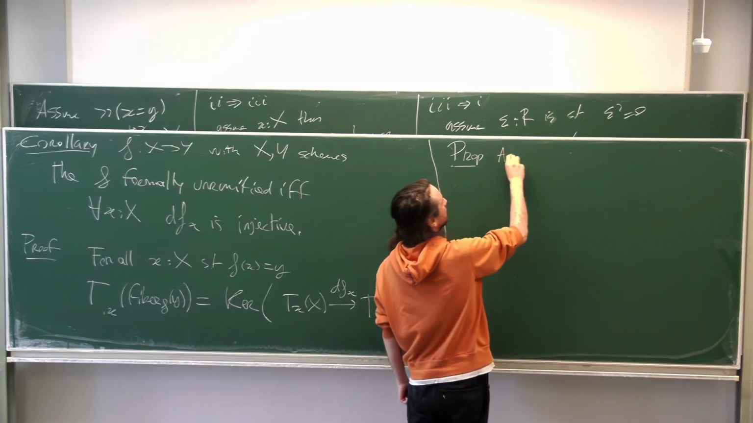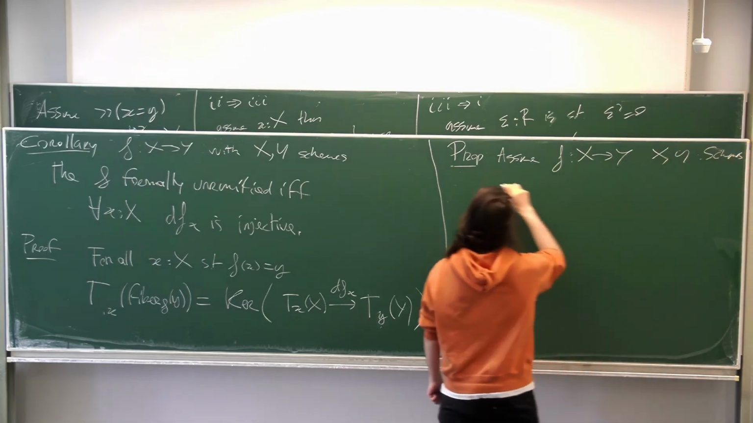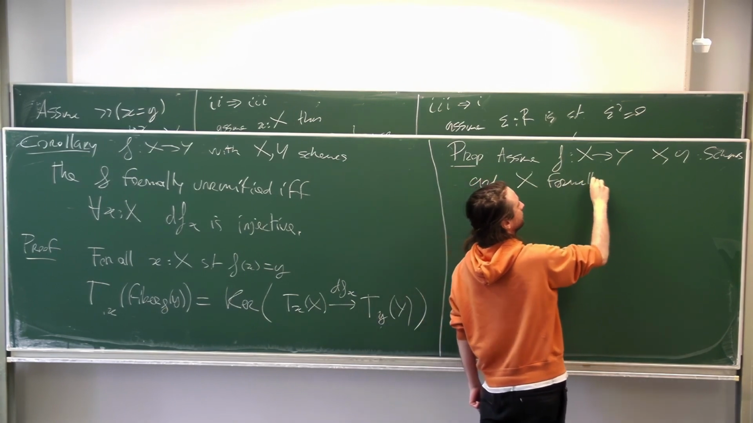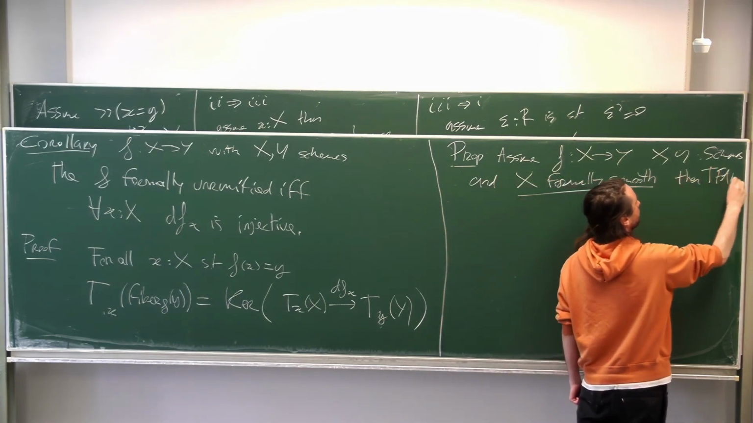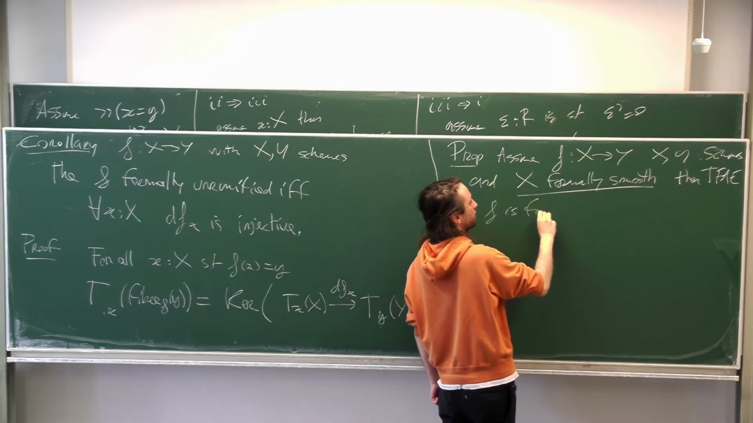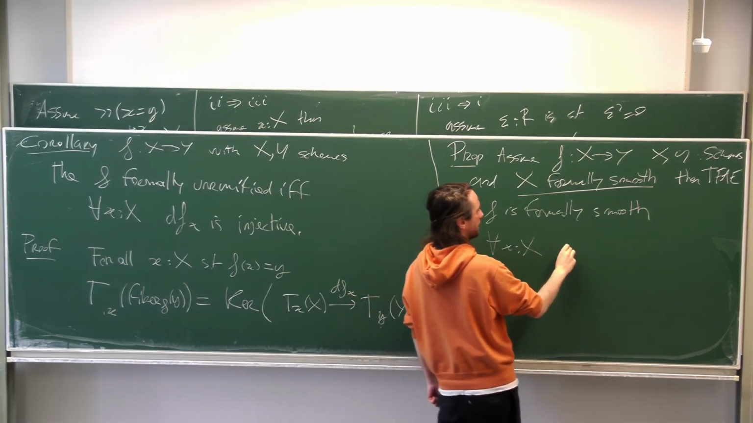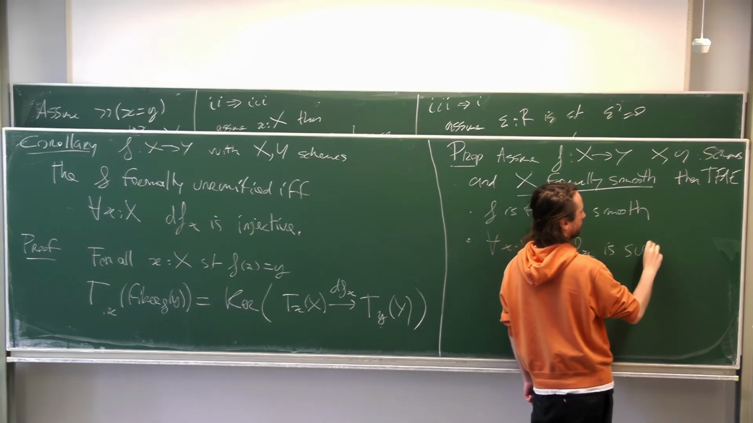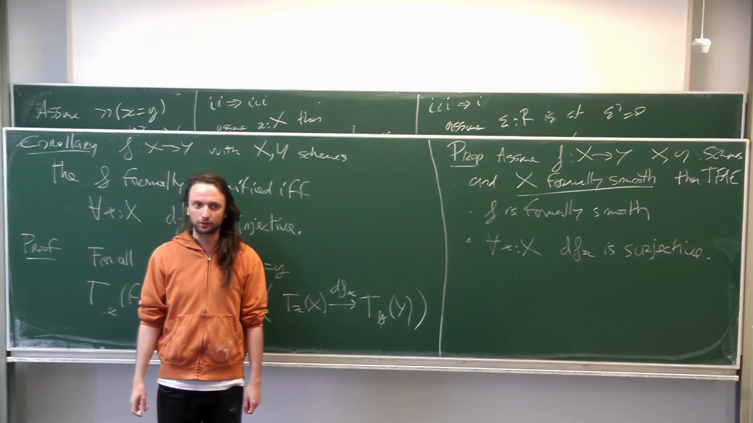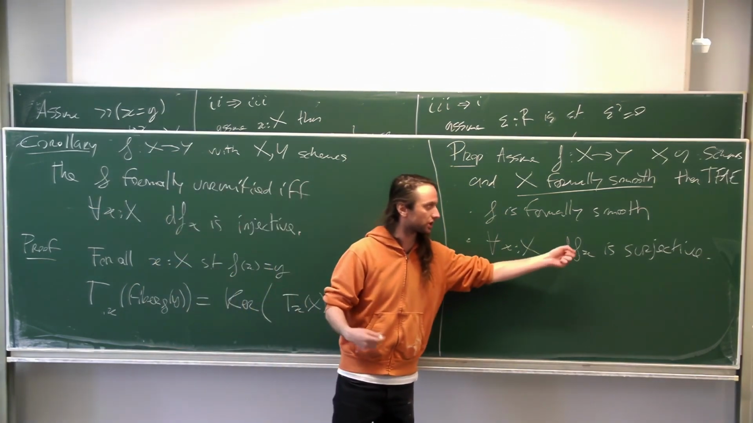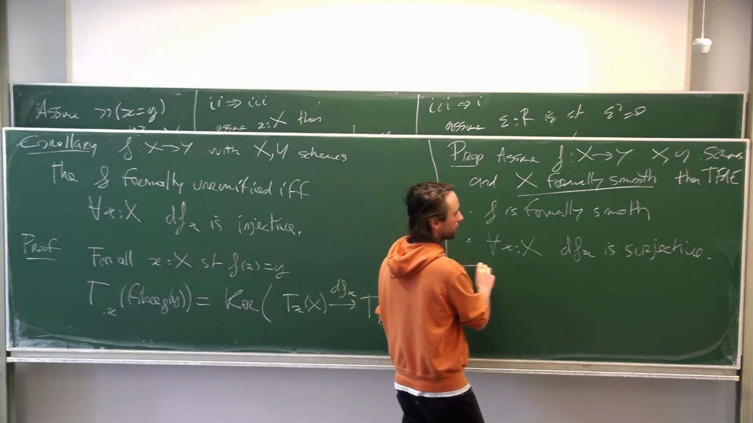Okay, so assume f from X to Y, where X and Y are schemes, and X is formally smooth. Then the following are equivalent. f is formally smooth. For all x in X, the map is surjective. This corresponds to what are called submersions in differential geometry. A map between manifolds whose differentials are surjective at all points has fibers which are manifolds as well, and this is a reflection of this in our context.